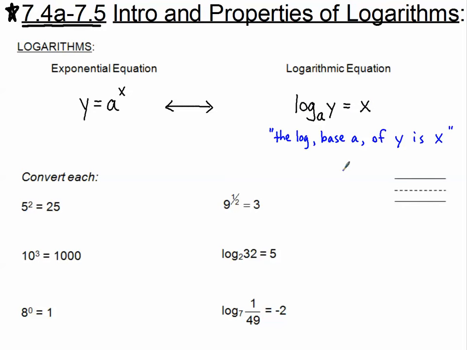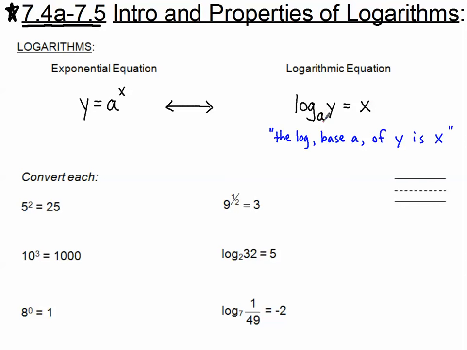A logarithm is ultimately representing an exponent. So it makes sense that the logarithmic symbol is equal to the exponent. Because over here in exponential form, the exponent is x. It makes sense that the logarithm is equal to x. Because logs mean exponents.